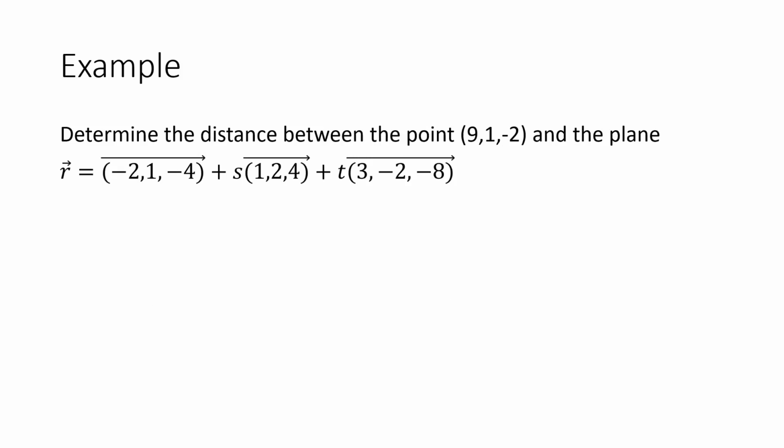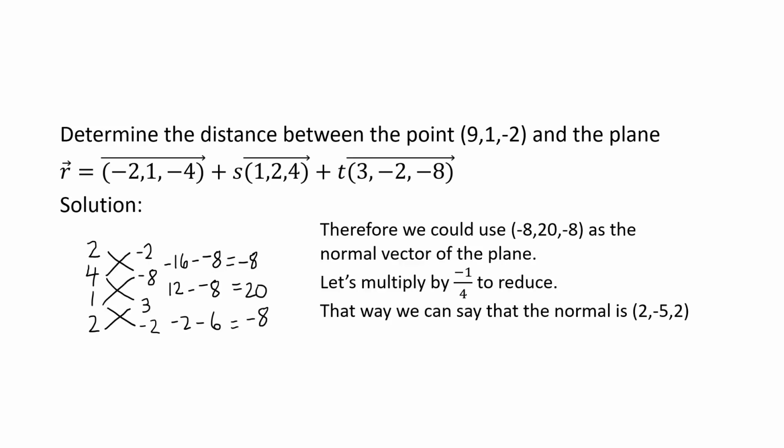Now suppose we wanted to determine the distance from the point (9, 1, -2) to the plane given by the vector equation shown. Well, for our formula to work, we need the Cartesian equation of the plane. So what we can do is determine the normal of the plane by crossing the two direction vectors. So we're going to determine the vector (1, 2, 4) crossed with (3, -2, -8). And we set up our cross product process. And when we do that, we get the vector (-8, 20, -8). So that is the normal vector.